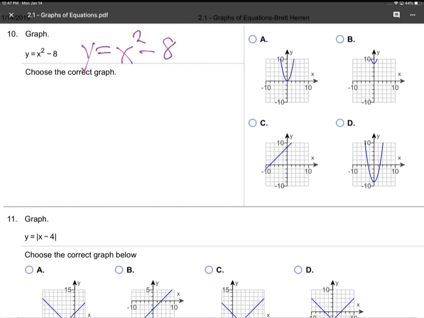Could that be answer C? No, because that's a straight line. And we have x squared, which you know makes a U shape. So we know it's not C. It's one of those U shapes. So if you can just tell, great.